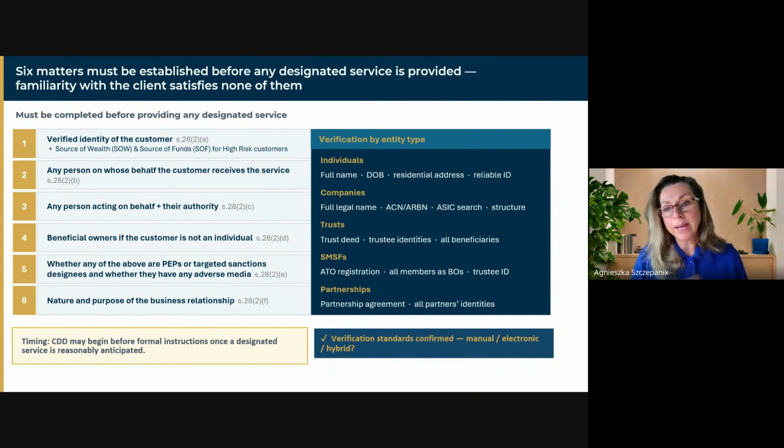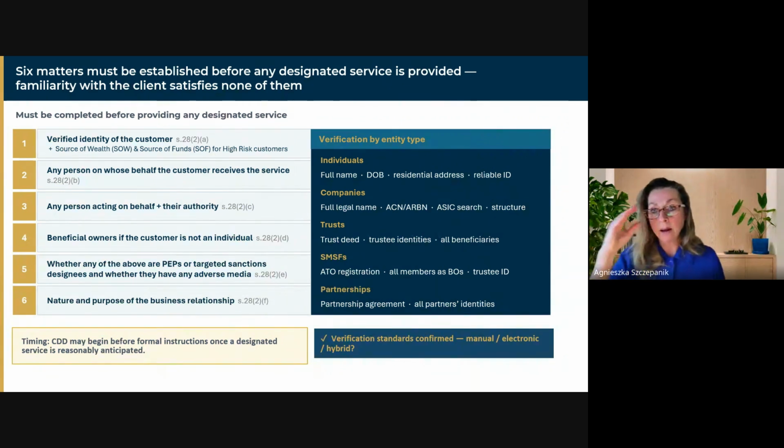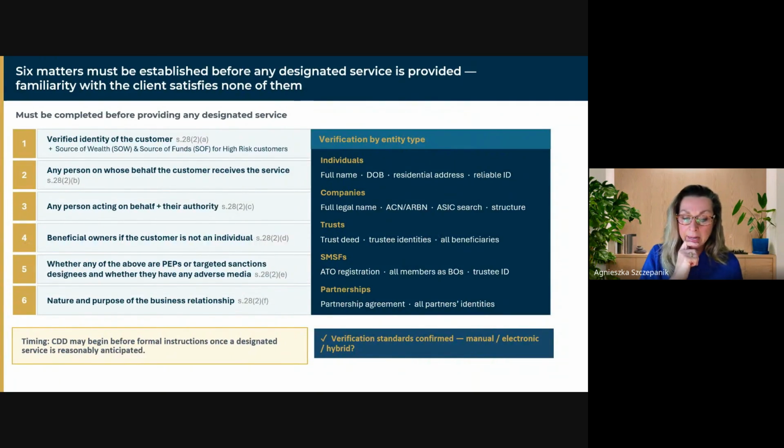And a trigger event could be changes of information or change to the structure of your client and of any of their details, like their address changing, or they have some additional beneficial owners or additional connected parties that come into the mix that you now are aware of. So at that point in time, you need to review the information that you have and make sure that it's still valid. And you see the different types of verification information that you need by entity type on the right hand side.